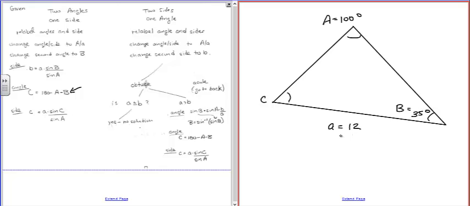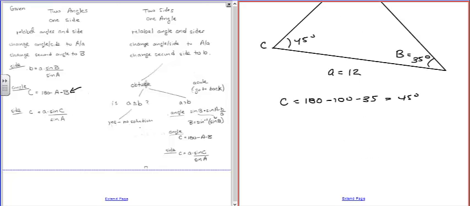Okay, so let's do an example of this scenario. So we're given two angles and a side, and we have a side length that's opposite one of the angles. So the first thing we could do is find angle C. Angle C is going to be equal to 180 minus 100 minus 35, because the sum of the interior angles of a triangle is 180. So if you know two of the angles, you can always find the third angle. So that's 45 degrees. Okay, so now we know all of the angles and one side.